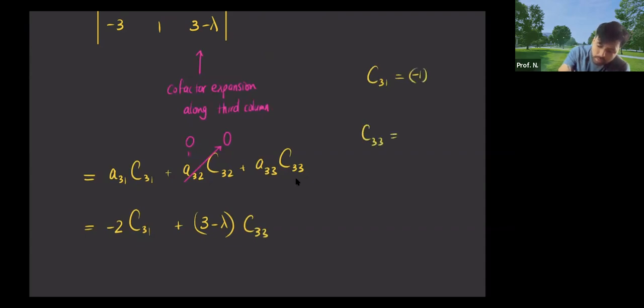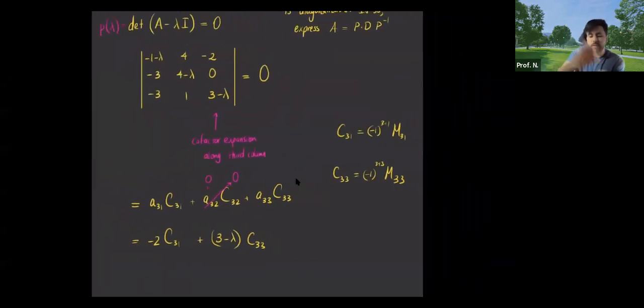But what is C31 and what is C33? This is -1 to the 3 plus 1. This is -1 to the 3 plus 3. This is the minor 3, 1. This is the minor 3, 3. And the minor is just the determinant of the submatrix that crosses out that row and that column.